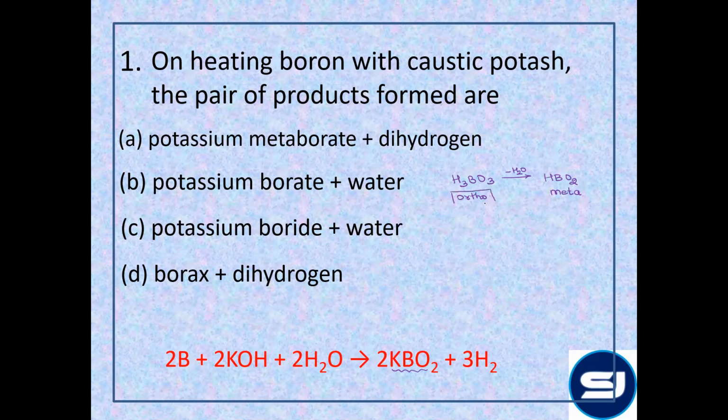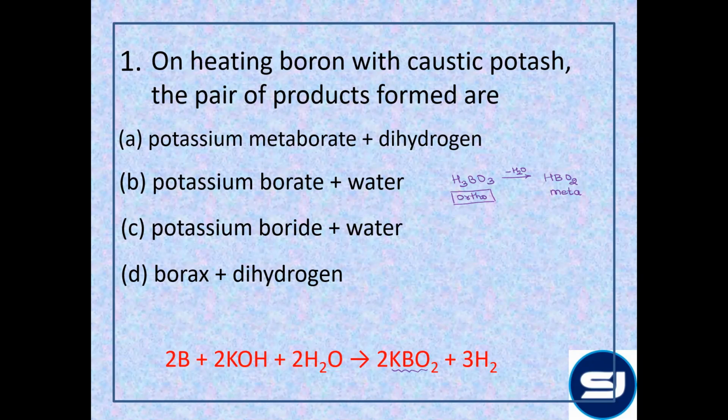Why can't we obtain orthoborate on reaction with the base? Because it's an acid. Yes, it's an acid, that is correct. But I mean, why was the salt of this acid not formed on the reaction of boron with KOH? Why didn't we get orthoborate? Why are we getting metaborate? What is the basicity of orthoboric acid? Monobasic. It's a monobasic acid.